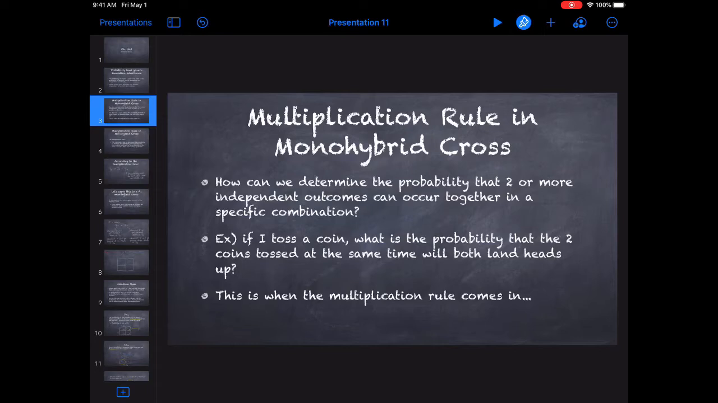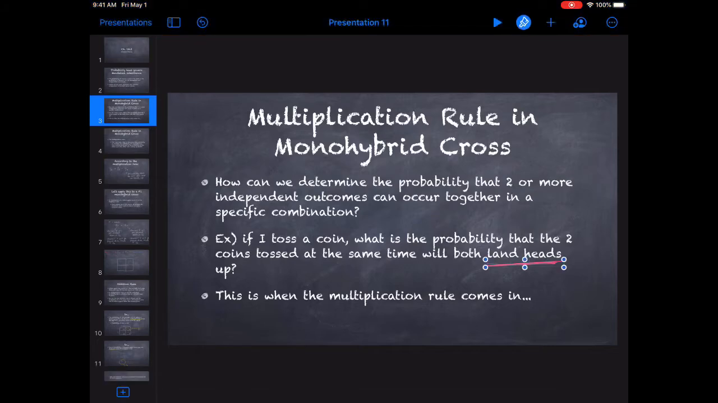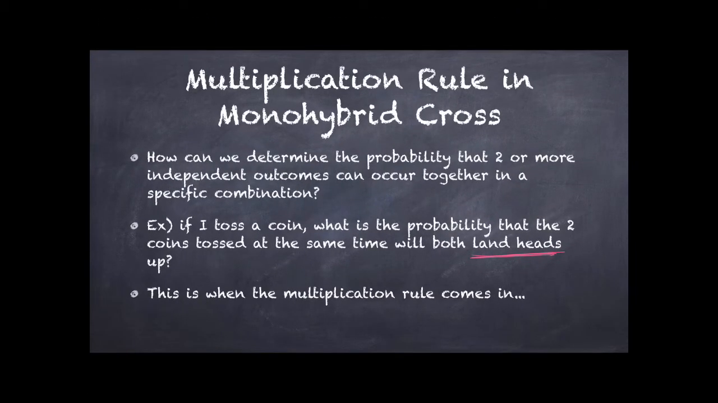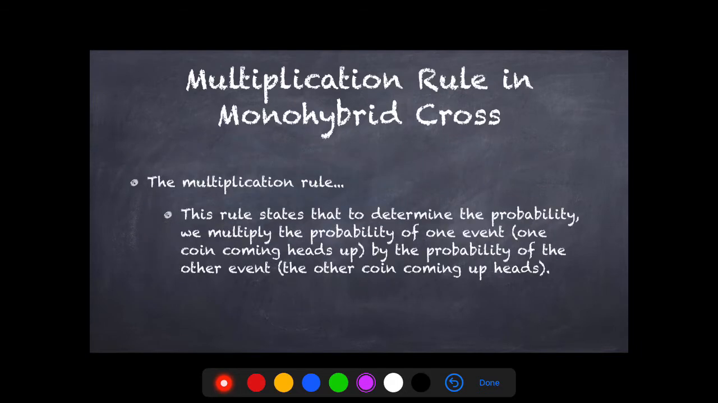So how do we determine the probability that two or more independent outcomes can occur together in a specific combination? For example, if I toss two coins in the air at the same time, what is the probability that they are both going to land on their heads? This is when we use the multiplication rule. We're going to bring in this rule and see how it works.